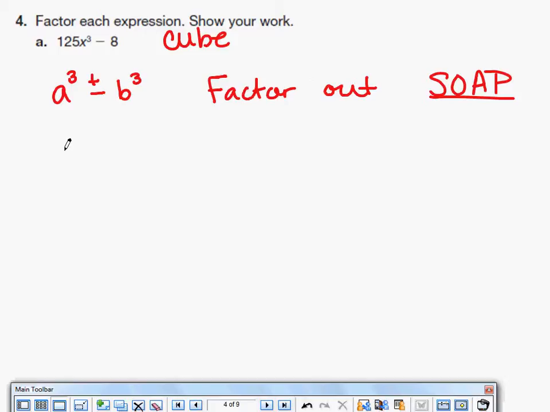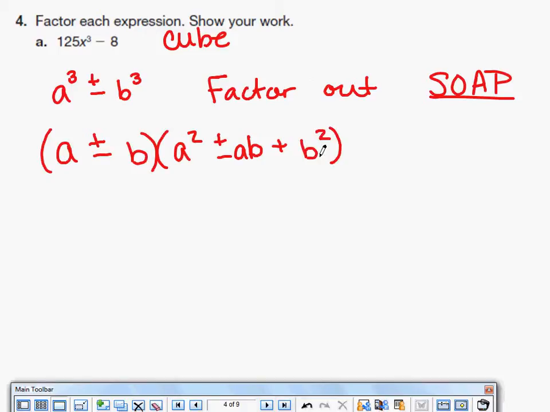So the formula that I'm going to use is a plus or minus b times a squared plus or minus ab plus b squared. I'm writing plus or minus because it depends on what your sign is here. Okay, and then with the SOAP, this one is the same sign, the opposite sign, and then this one is always positive. So in this equation, I have subtraction. So that's the sign I'm going to use, and then I'm going to use the opposite, so I would use addition.